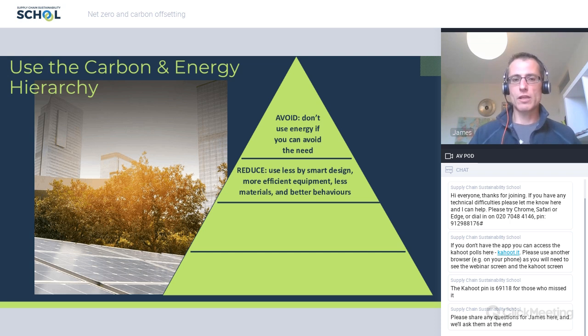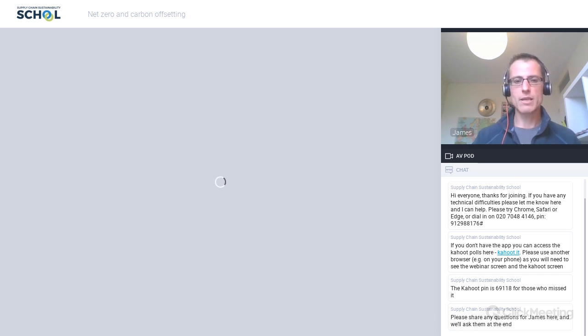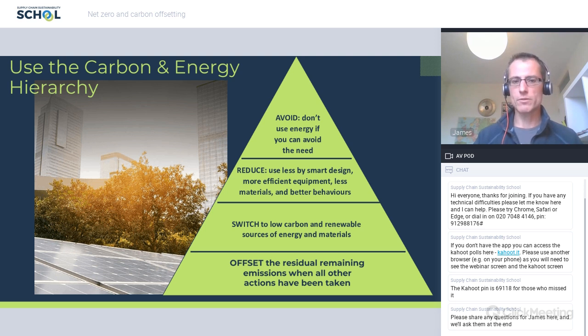Reduce the amount that you do use. So that could be smarter design, it could be off-site production, using equipment that's more energy efficient, consuming less stuff, changing your behaviors to be more energy efficient and consuming less. Switching, using alternative sources of energy, renewables, lower carbon forms of energy and the materials as well. Embodied carbon is important in that piece. And then finally, offsetting the residual amount when all the other actions have been taken. Offsetting is not obligatory by any means, but it's a mechanism there to support organizations reduce the impact of their carbon.